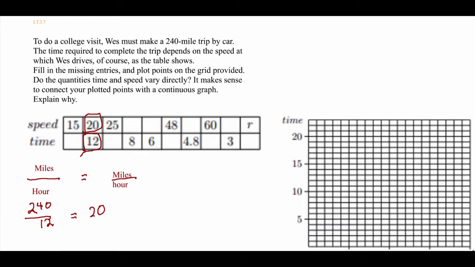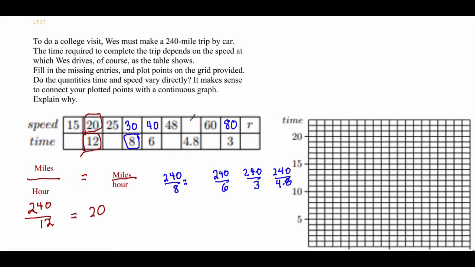Now we're supposed to fill out the rest of the table. You can do it the same way. If we look at 8 hours, what is 240 miles divided by 8 hours? That's going to be 30 miles per hour. If you divide by 6, it'll be 40 miles per hour. Divided by 3, it's going to be 80 miles per hour. Divided by 4.8, it'll be 50 miles per hour.